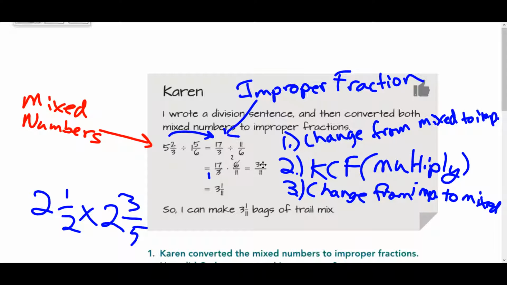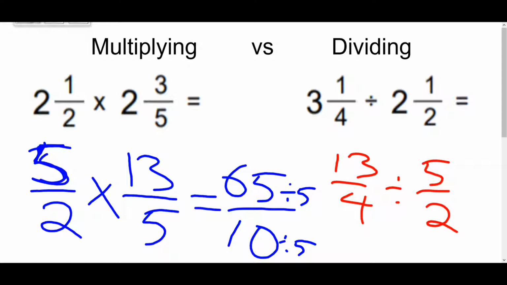So 34/11 is in simplest form, but then we want to turn it into 3 and 1/11. All right, so again, we change from mixed to improper, and we do keep, change, flip, and then we change from improper to a mixed number. All right, then we practiced a couple. We went back and did a little multiplying of mixed numbers.